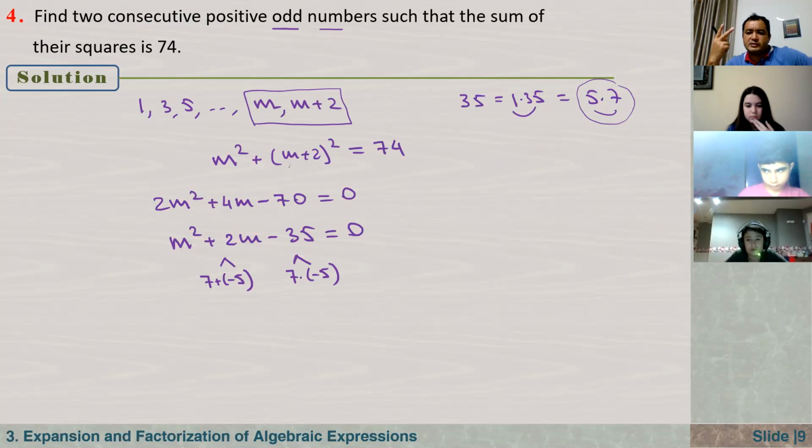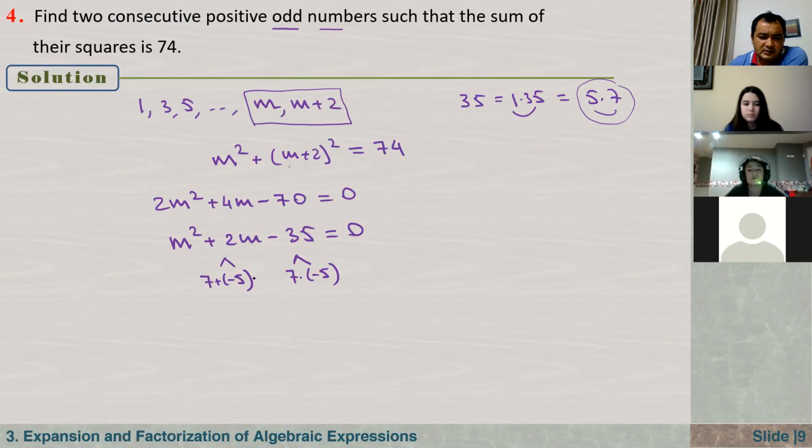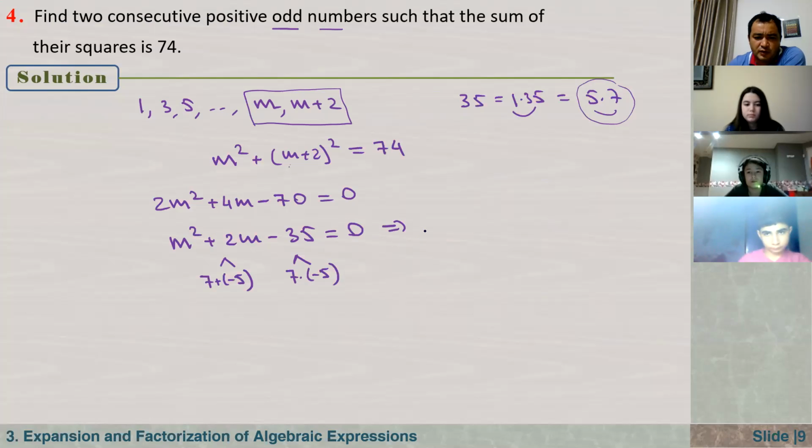So we found two numbers whose product is negative 35 and sum is this. And why are we doing so? Because I'm writing this 2m in such a way that here we have m squared. This 2m, I can write as minus 5m plus 7m, right? Here, minus 35. This is called algebraic manipulation. Actually, I'm just doing it like this.